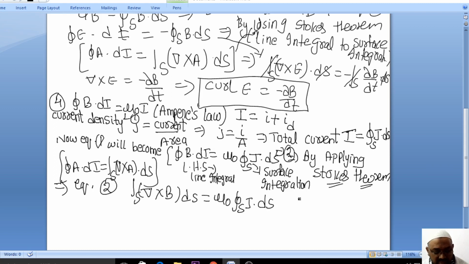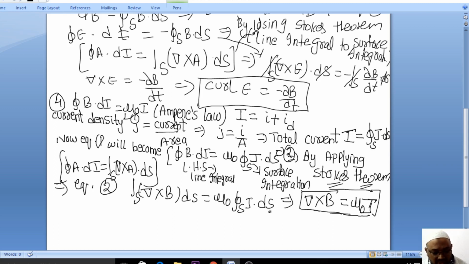Clear, everybody? So now what can I write here? The surface integration dS will get cancelled. So what you will get is del cross B is equal to μ0 J. This is the expression we got from this particular starting position.